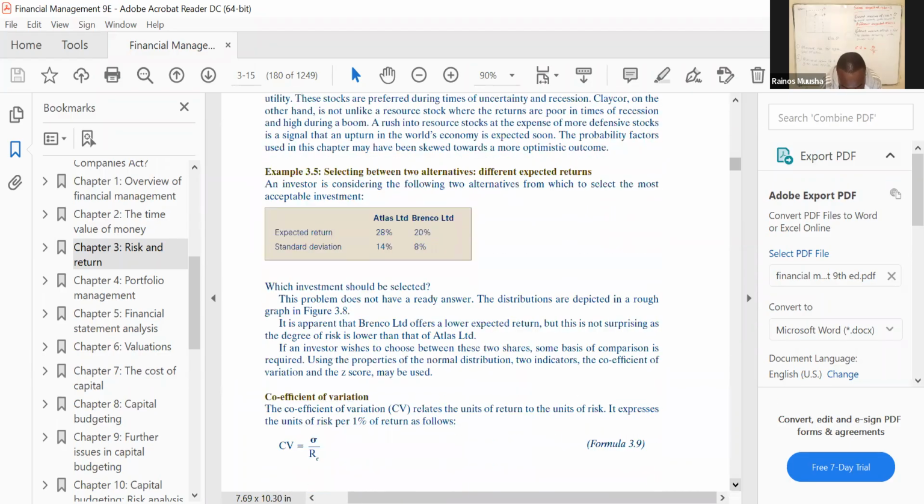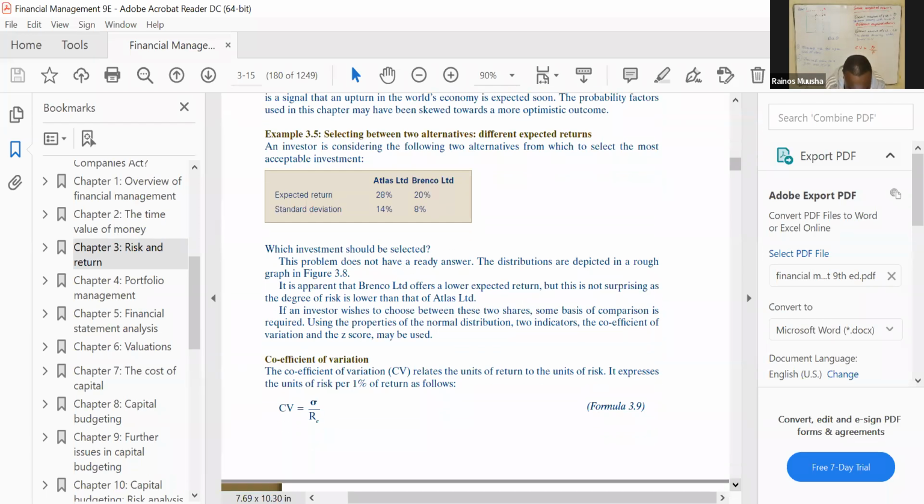Then you may be selecting between two alternatives with different expected returns. They give examples of Atlas Limited and Brenco Limited. Their expected returns are different, and their standard deviations are also different. So what do we see? If you just consider the standard deviation, you would choose Brenco because Brenco has a lower standard deviation than Atlas. But is this reliable?